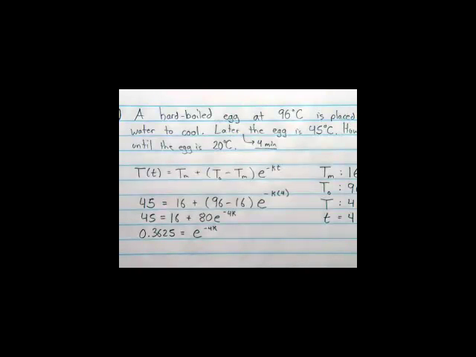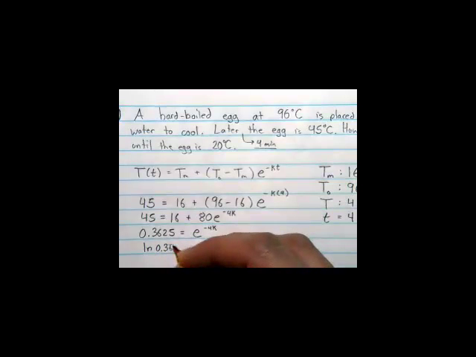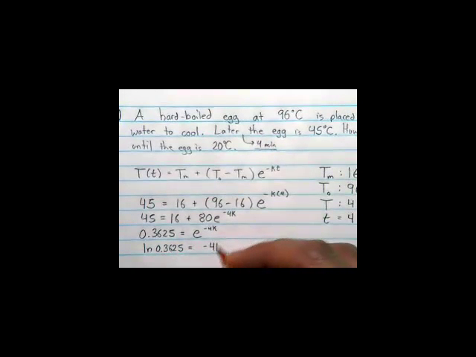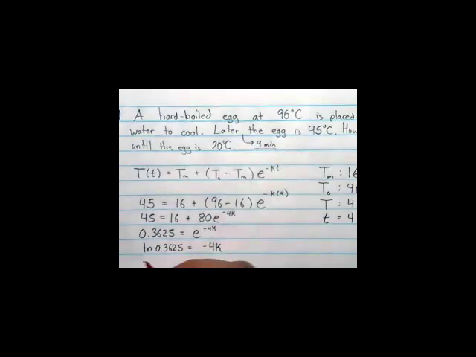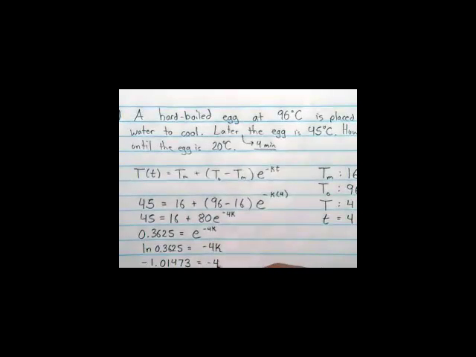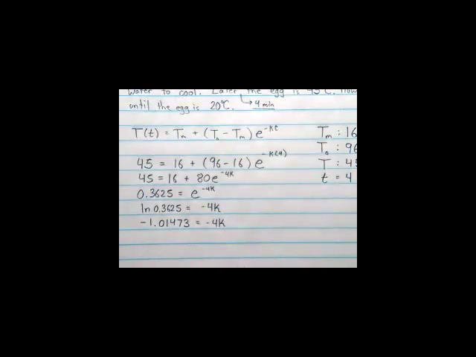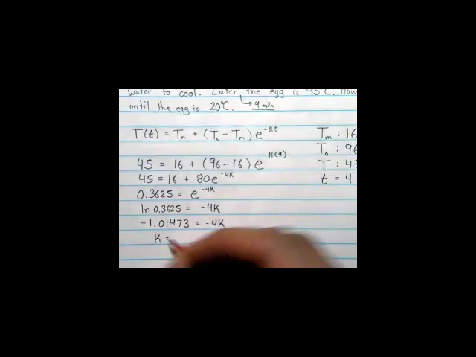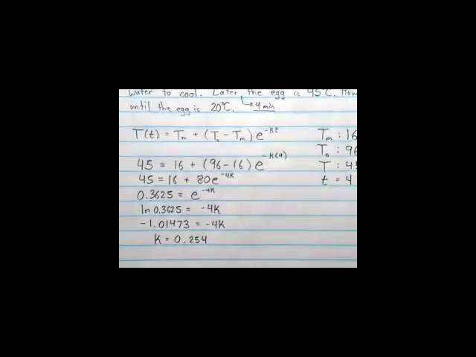Okay, I've got a number equal to e raised to something. Natural log time, yep. So the natural log of 0.3625 equals negative 4k. And if I natural log that thing, I get negative 1.01473. And then I just divide by negative 4, and that should be my k. So it looks like we're getting a k that is somewhere around, we'll take it to 3 decimal places here, let's say, 0.254. Okay.